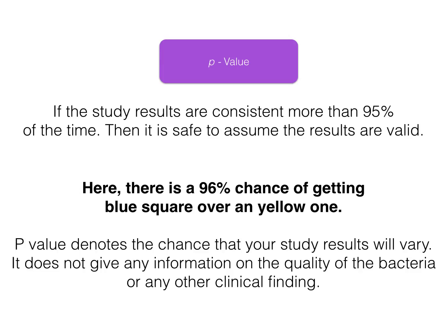So you should remember that the p-value denotes a chance that your study results will vary. It does not give any information of the quality of bacteria or any clinical finding. P-value only tells you the chances that you are wrong in your study, or the chances your study results will change if you repeat the study.